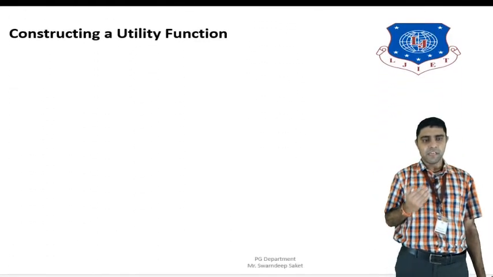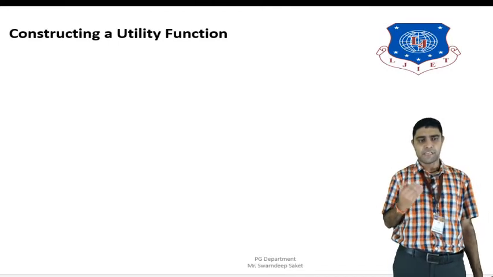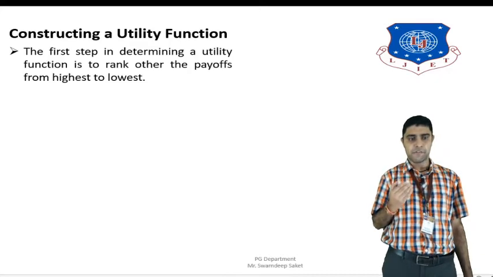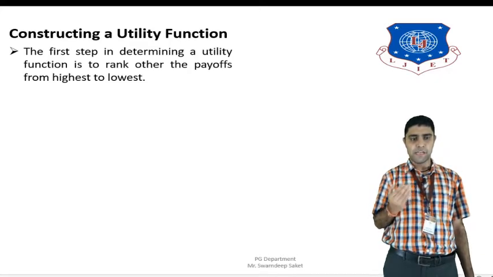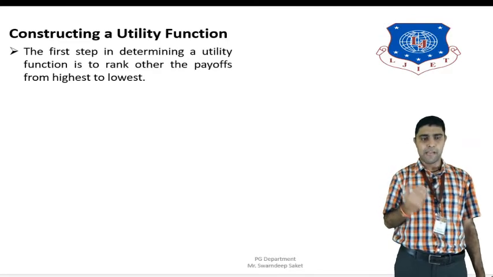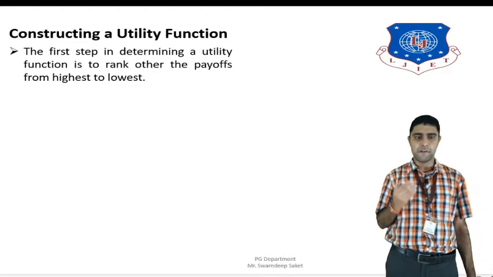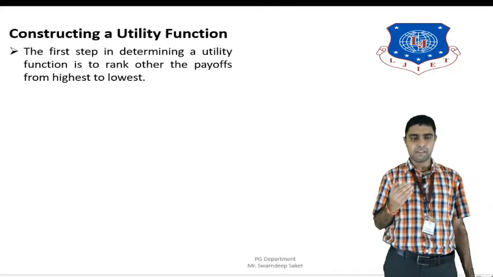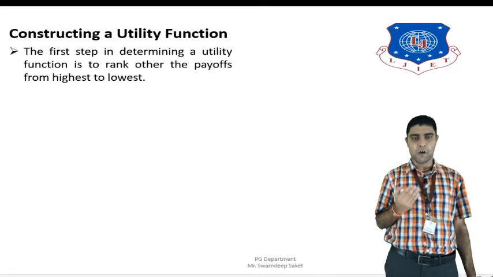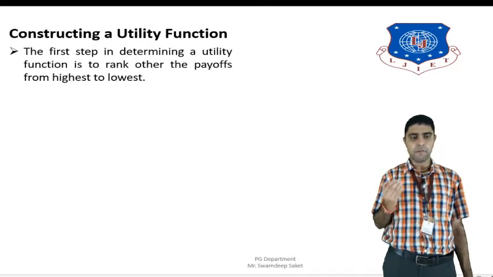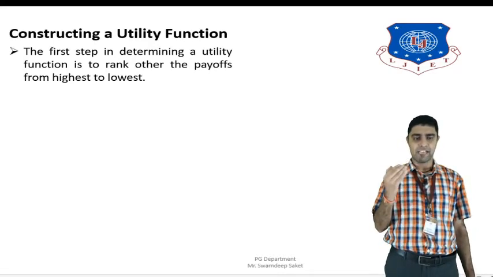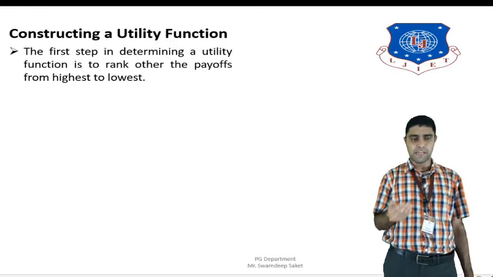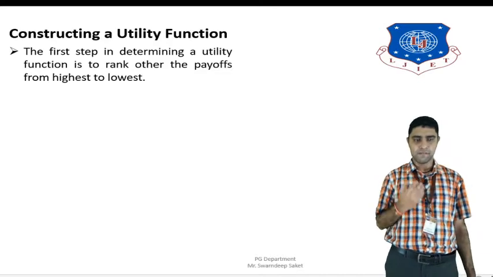Now we will see how to construct a utility function. The first step in determining a utility function is to rank the payoffs from highest to lowest. So my first step is that in a utility function we have to rank the payoffs. A payoff is one type of function; it can be in terms of cost, price, time, or distance. It goes from the highest value to the lowest value. That is the first step of constructing the utility function.